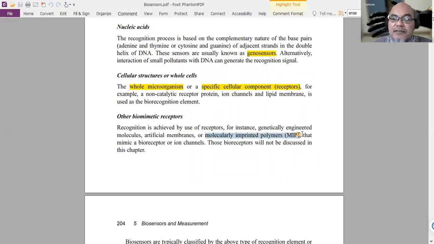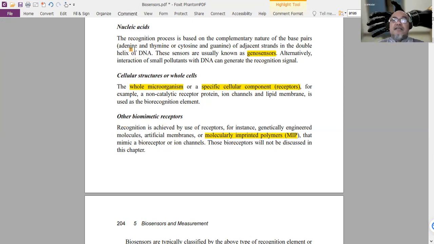Molecular imprinted polymer is made from polymer, but it can behave like an antibody that can bind to a specific molecule. And how can we make that? Also using a process similar to what I have explained about aptamer. But the difference is that with aptamer you use nucleic acids. With molecular imprinted polymer you use different types of polymer and make them have a specific structure that can bind to a specific molecule. So the MIP can mimic a bioreceptor or ion channel and so on.